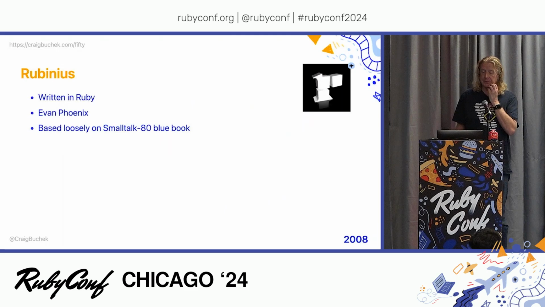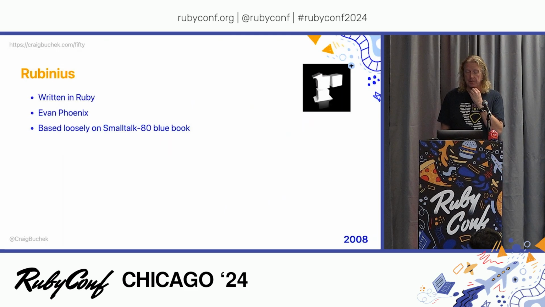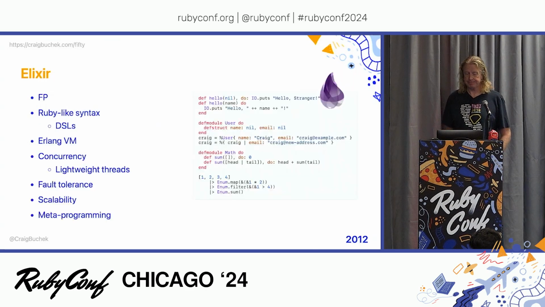2008, Rubinius was released by Evan Phoenix, mostly written in Ruby, while MRI, Matz's Ruby Interpreter, was mostly C. Looked promising, but it's now been abandoned.